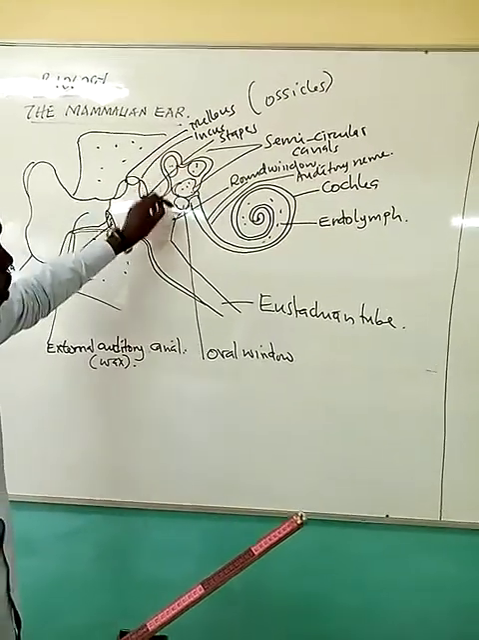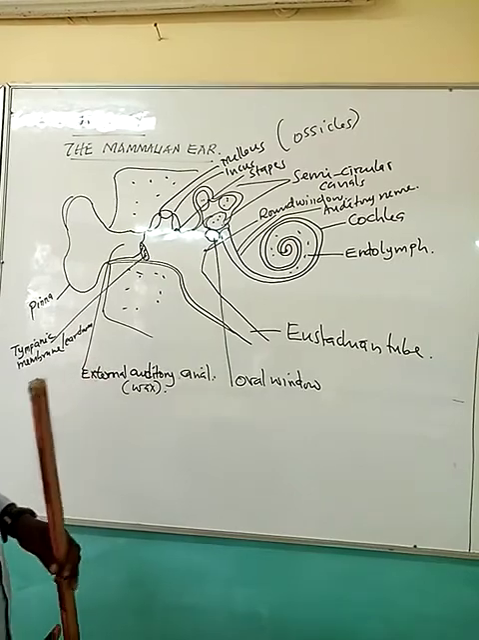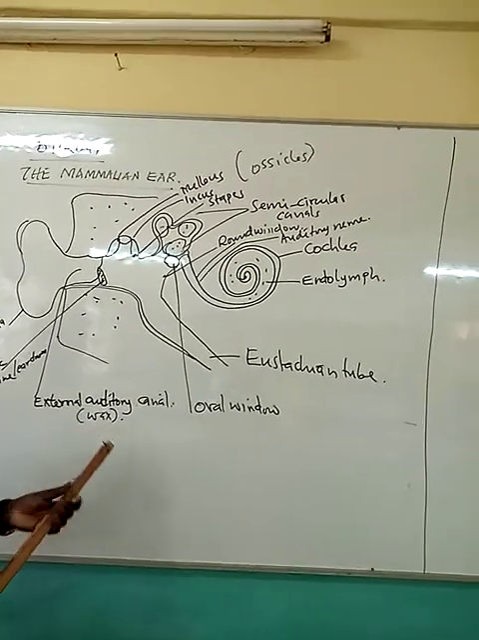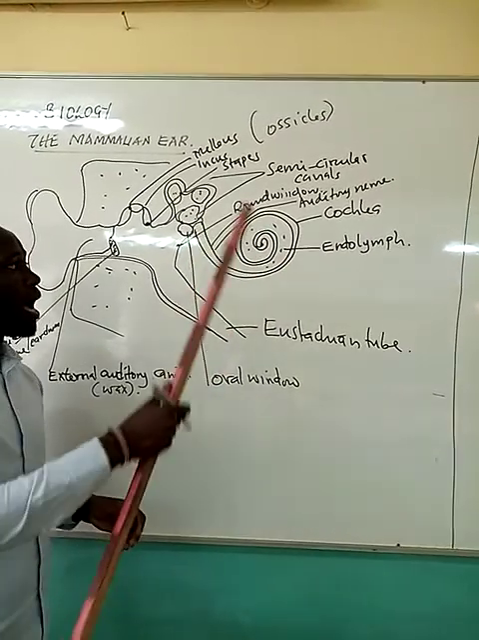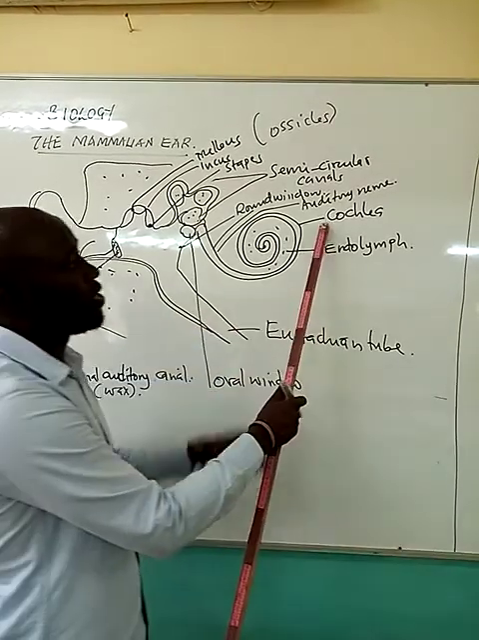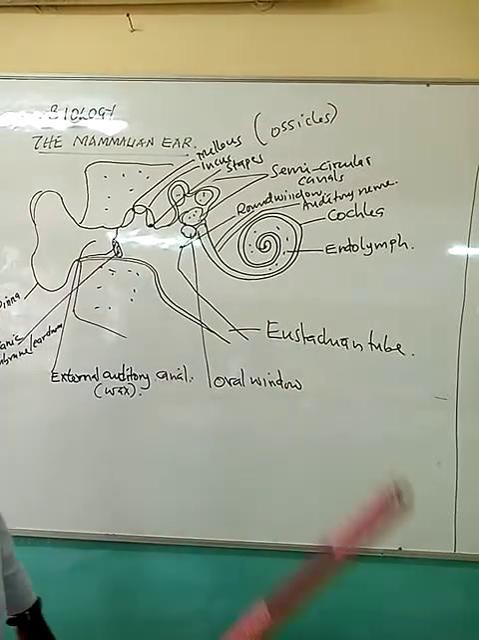Then you can see that part from the oval window. We have this part here, the so-called round window. The round window then transmits the sound waves into a folded tube-like structure. This tube-like structure is given the name cochlea.